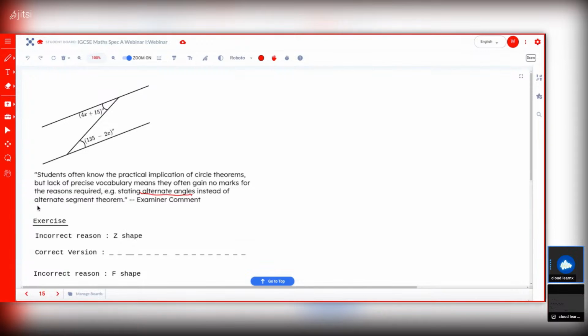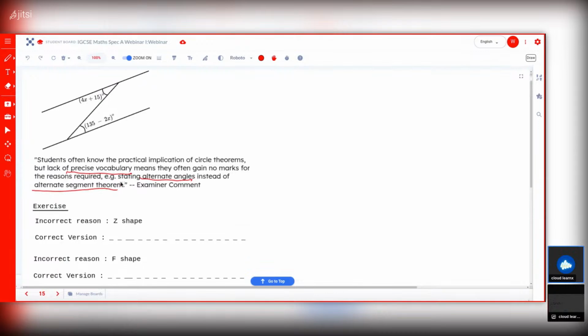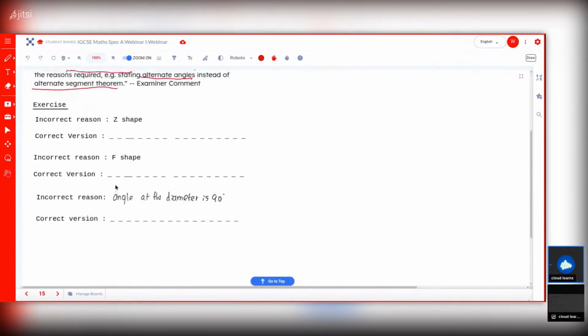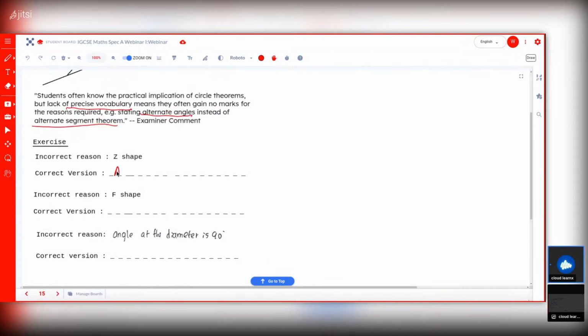This again, alternate angles instead of alternate segment theorem. You're not going to get away with something like this. Students tend to think if my answer has those words a little bit here and there, it will work. That's not how it goes. You want to be really precise. You have to really understand what you're saying. You're not just putting it down there for the sake of it. Okay, so let's try and fix these. Incorrect reason, Z shape. Well, that's alternate angles.